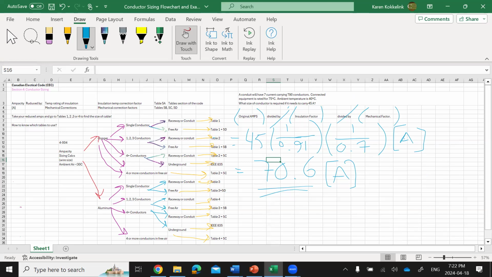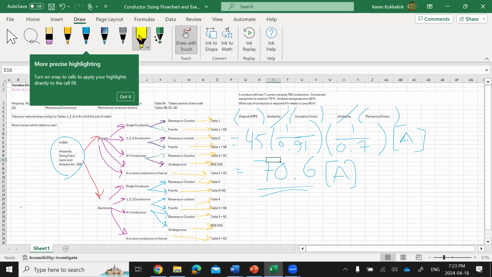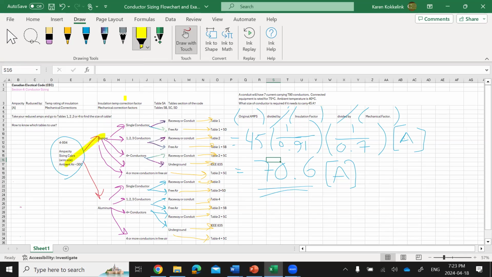But then our next step is which table do we go to? And that's why I made this big flowchart to show you which table do you go to. All right, let's follow it then. We are going to size some wires. It doesn't say if it's copper or aluminum, so we should go copper, because by definition, you're supposed to go copper if it doesn't say anything. And is it a single conductor? No. Is it one, two, or three conductors? No, it's 4+ conductors. So here we go to 4+ conductors.